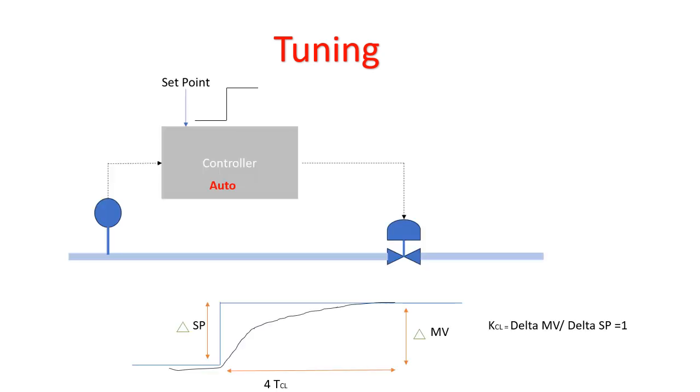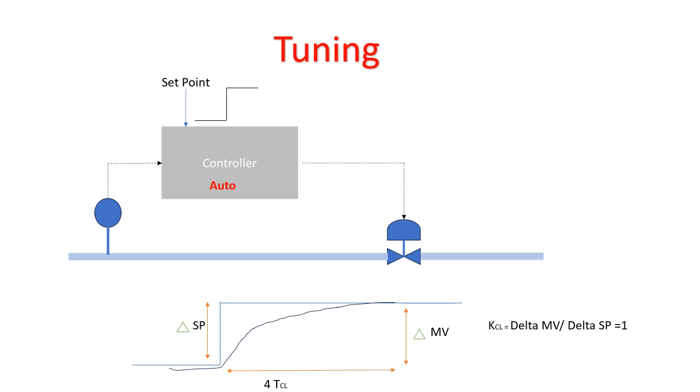So now the tuning, how we will do the tuning. There are basically two methods of tuning. One is Ziegler-Nichols and another is direct synthesis. The Ziegler-Nichols method was there for a very long time. It was developed in 1940.